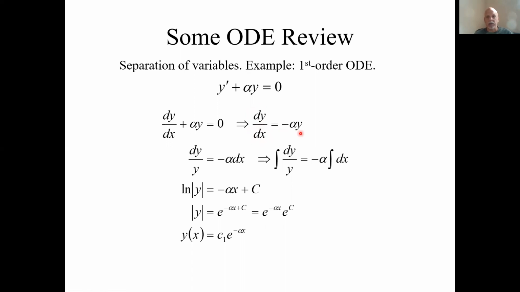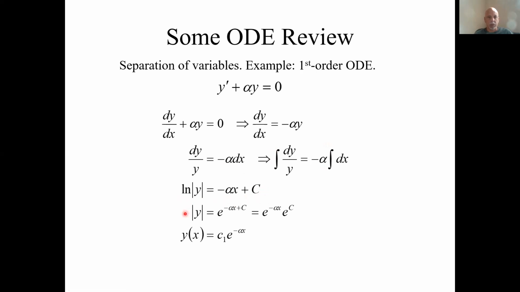So we'll first move the alpha y to the right. Now let's see what we can do. We divide both sides by y and then multiply both sides by dx. We have separated the variables. All the y stuff on the left, all the x stuff on the right. So now we can just integrate each side like that. And here's what those integrals are. We have to include the constant of integration here. So here's what it gets after we integrate.